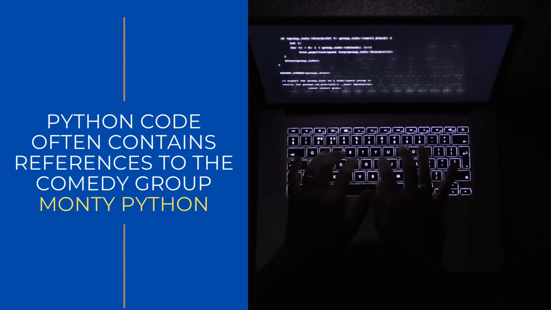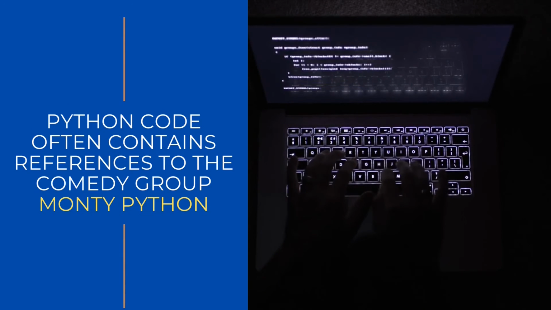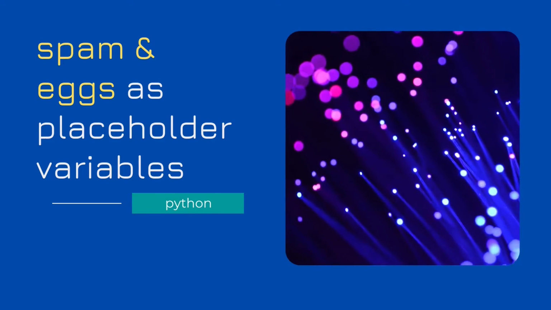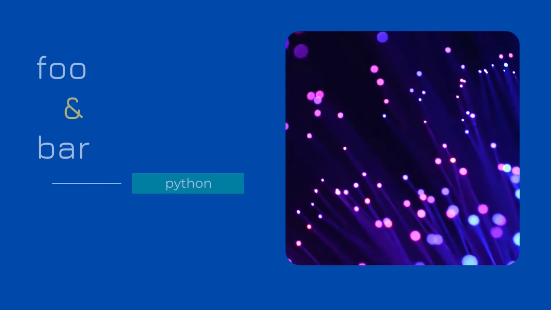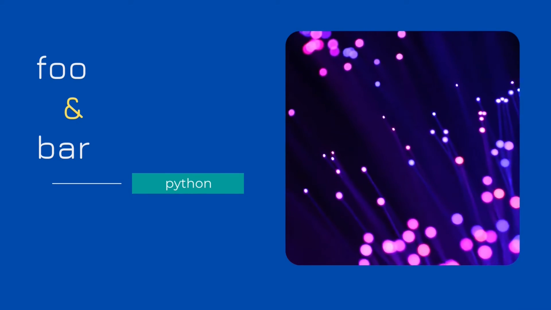And when you learn Python, sometimes Python code often contains references to the comedy group Monty Python. This is why the words spam and eggs are often used as placeholder variables in Python, where foo and bar would be used in other programming languages.